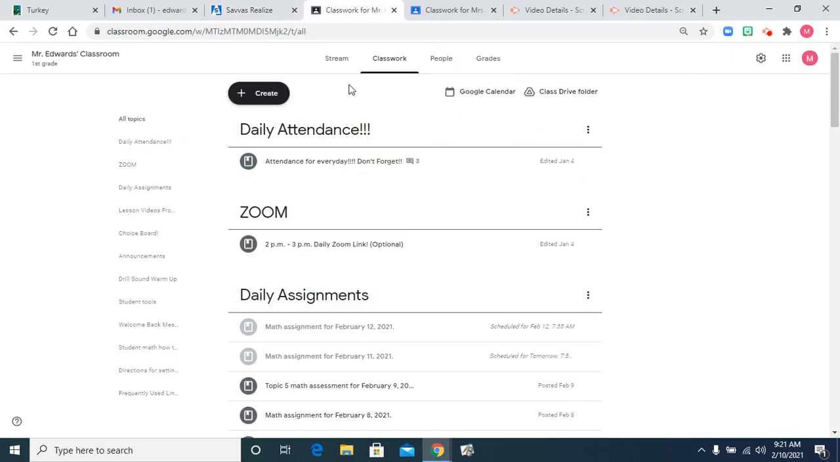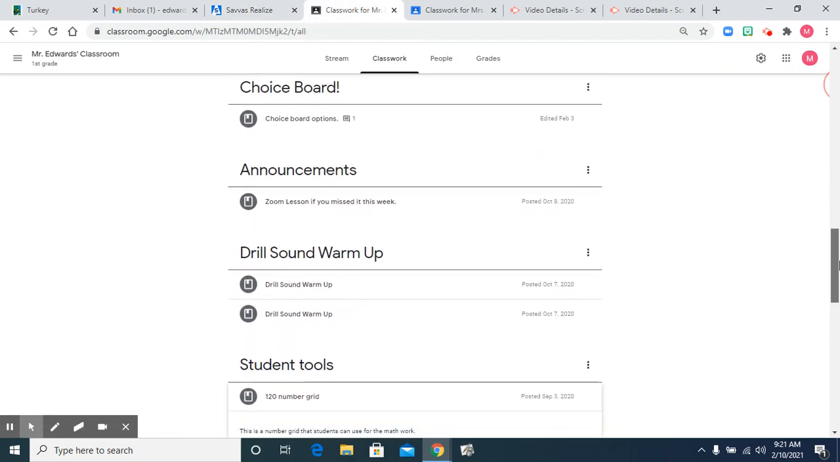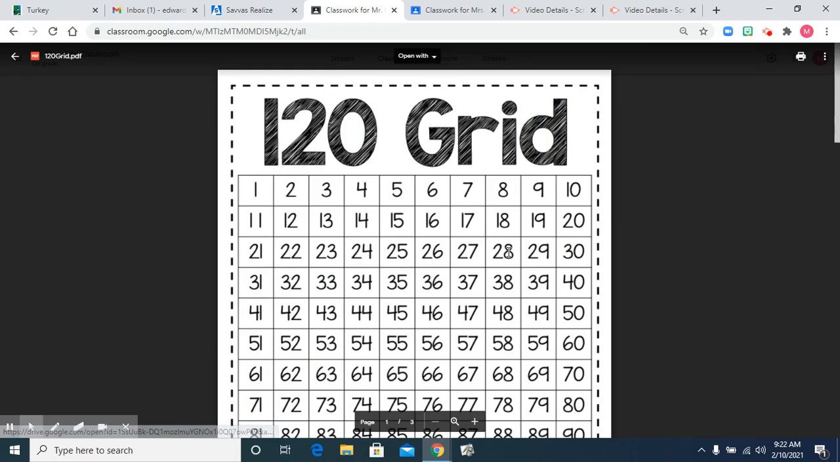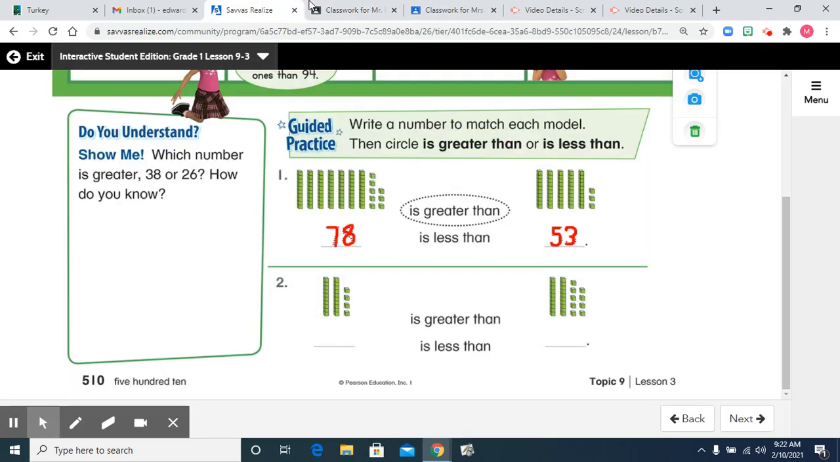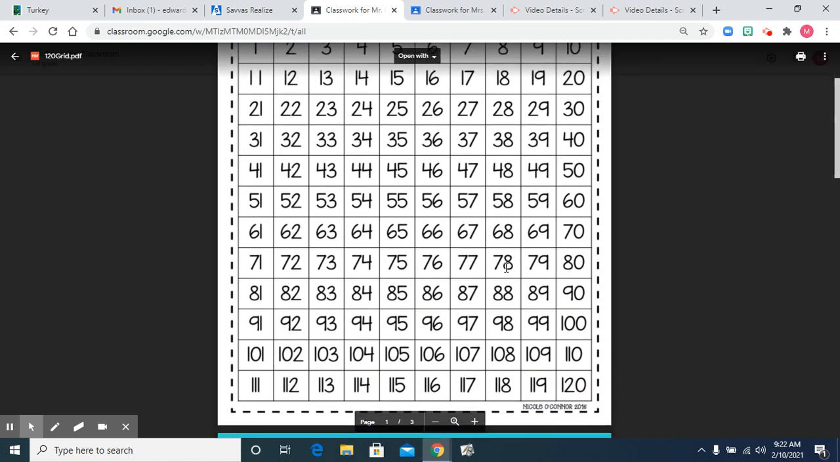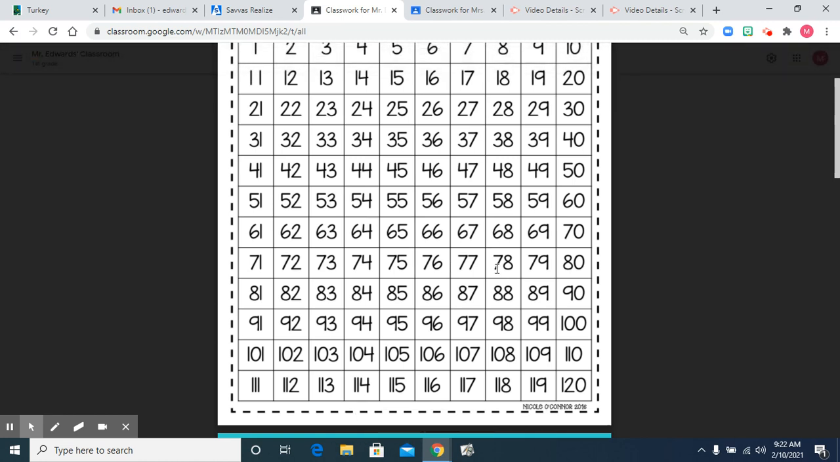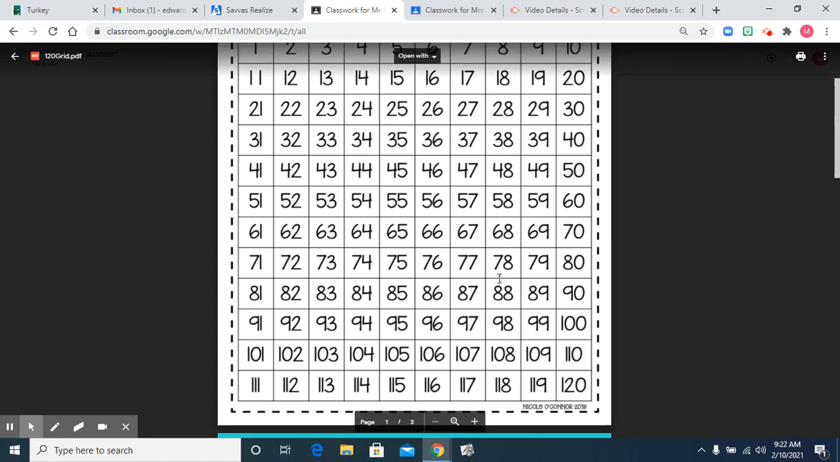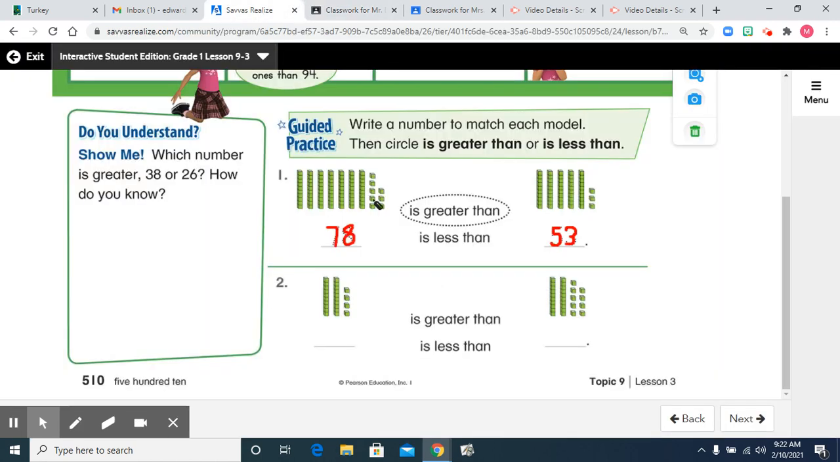And we know if we look at our number grid, I always use a number grid. If we look at our number grid and we look at 78 is down here, right here, and 53 is up here. Now, the further down you get on the number grid, the bigger the number is. So 78 is farther down than 53, so we know that 78 is greater than or is bigger than 53.